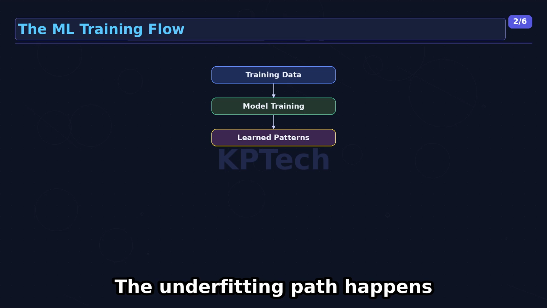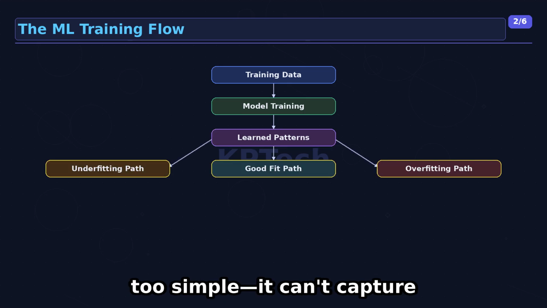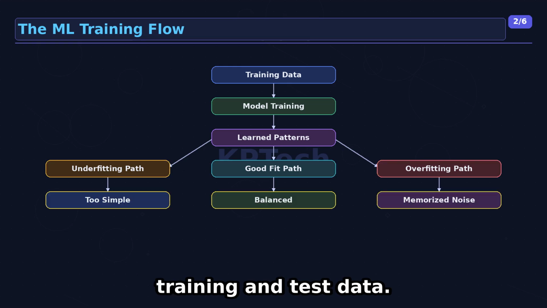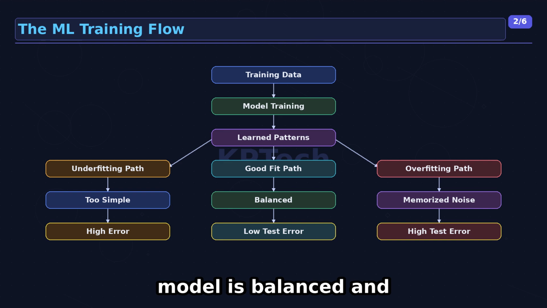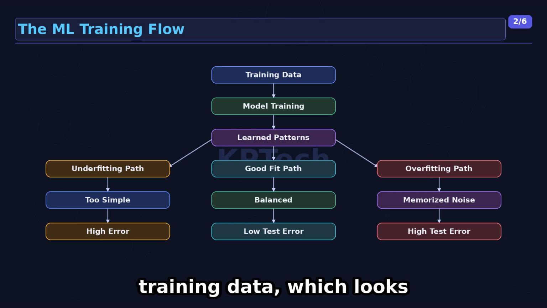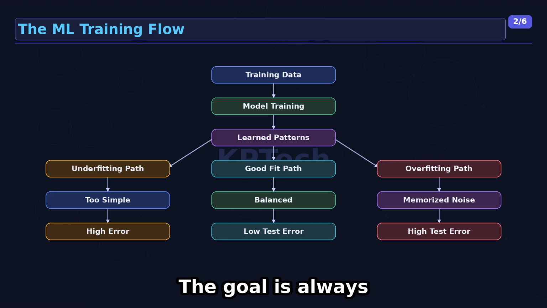The underfitting path happens when the model is too simple, it can't capture the complexity, leading to high error on both training and test data. The good fit path is our sweet spot, the model is balanced and achieves low test error. Finally, the overfitting path occurs when the model memorizes noise in the training data, which looks great during training but fails miserably on new test data. The goal is always to land in that middle path.